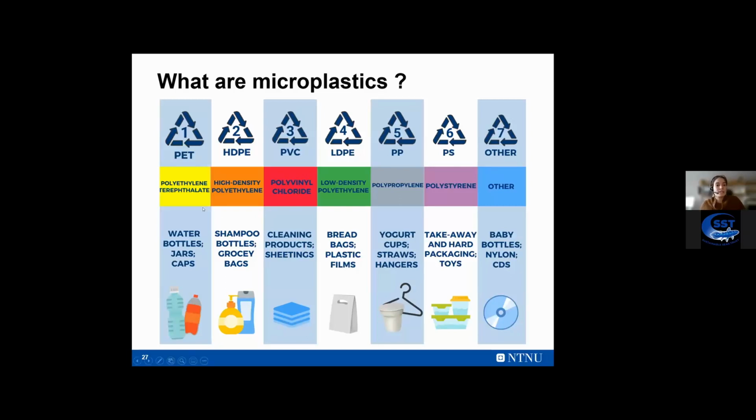So microplastic, they're of course made of polymers. So we have different polymer types, and this will also have an impact on the toxicity. So you can't just say microplastic are toxic or are non-toxic. You have to define the polymer type.